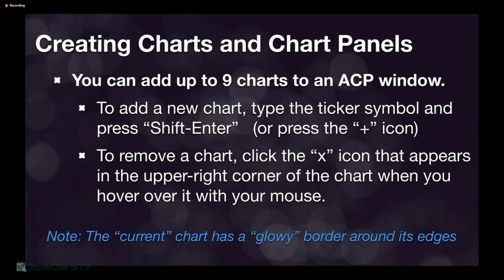Now, what's important to know is that you can add additional charts to the main ACP panel. To do that, the easiest way is to type another ticker symbol and then press Shift Enter rather than pressing Enter. Press Enter, that will change the chart you're currently looking at. If you press Shift Enter, that will add a new chart panel to your screen. There's also a little plus icon that you could use as well. That will also do the same thing as Shift Enter. It'll add another panel to your screen.